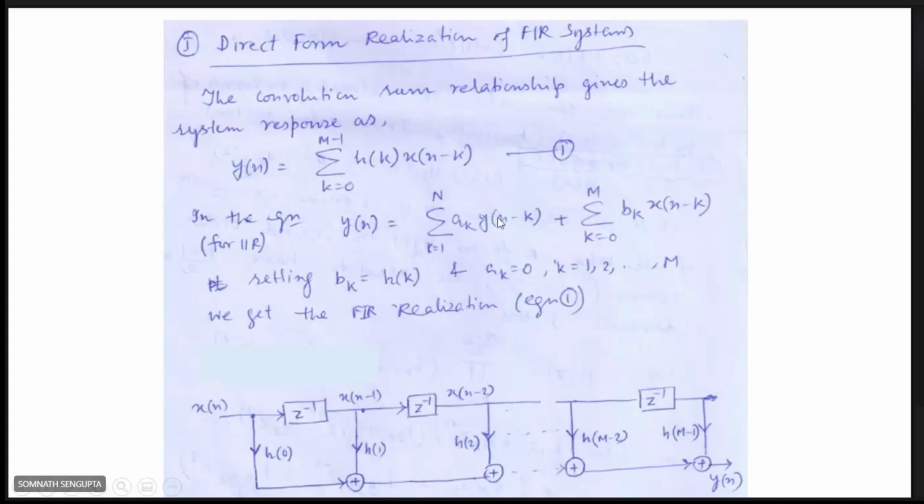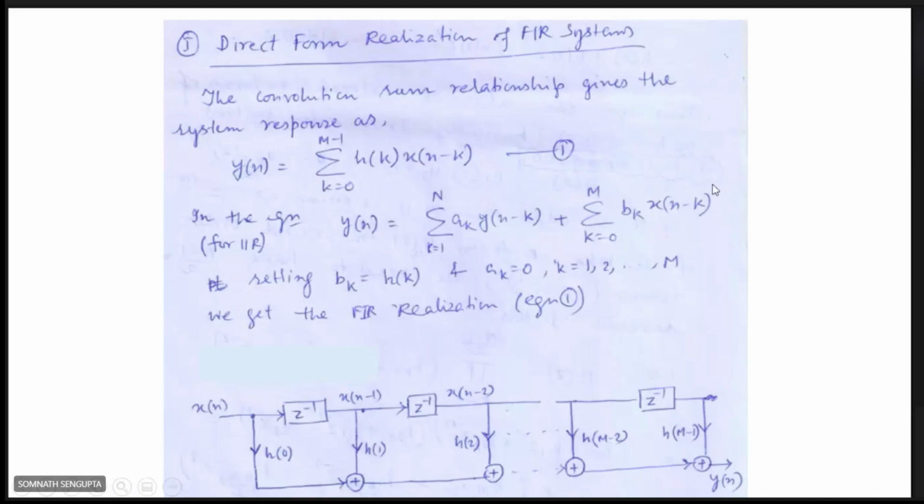So all these past outputs, y[n-k], y[n-1], y[n-2], are not present. So that means that the coefficient a_k is 0. Okay, a_k is 0. So y[n] consists of only this part, the summation b_k x[n-k]. Okay, summation b_k x[n-k]. This y[n] consists of the summation b_k x[n-k].